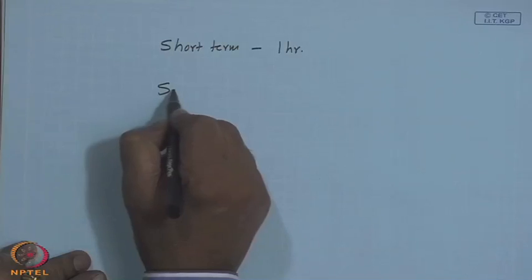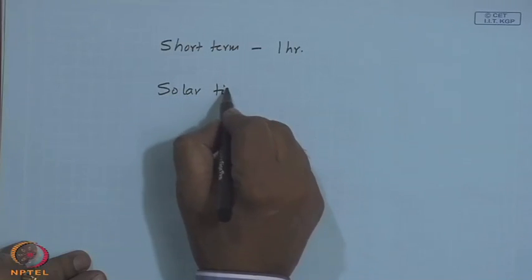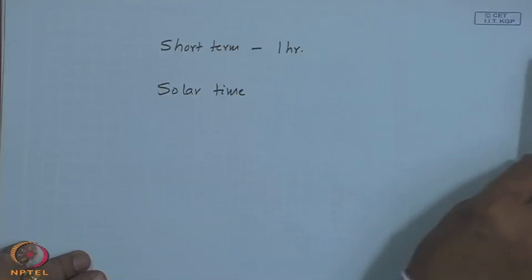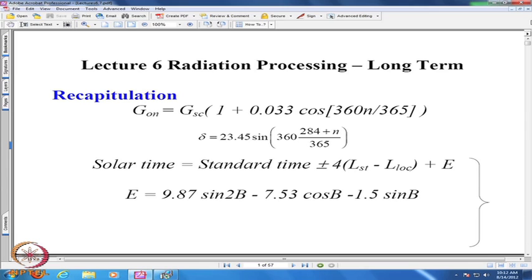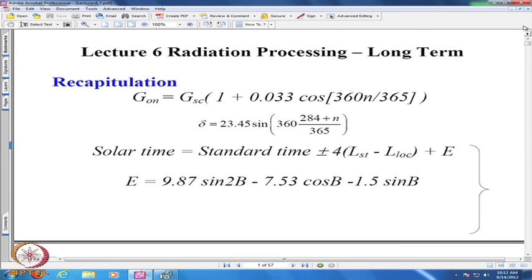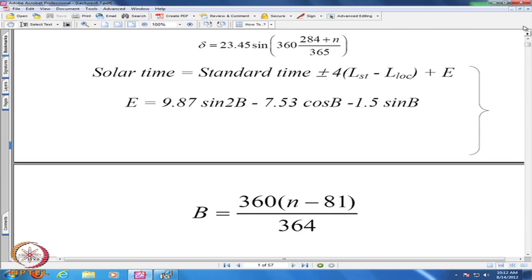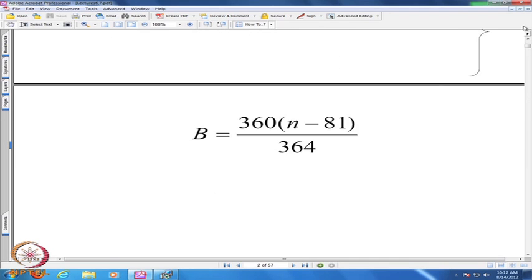And the next equation deals with the declination, that is the angular difference between the equatorial plane and the plane of rotation, in terms of the day of the year. Then almost all the time in solar energy we deal with solar time, which needs to be corrected depending upon the location and the longitude on which your time is based, that is in terms of LST and LLOC, and an equation of time E expressed in terms of a parameter B defined as 360 times n minus 81 by 364. This is purely an empirical relation.